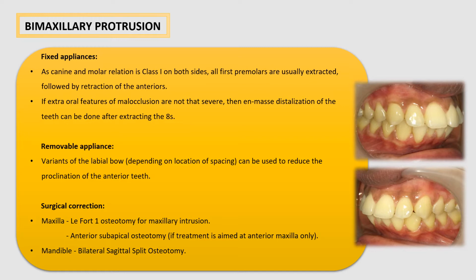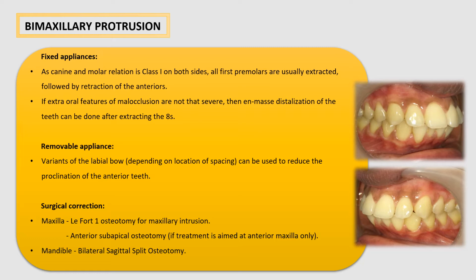So when it comes to fixed appliances, as the canine and the molars are already in a class 1 relationship bilaterally, premolars can be extracted followed by retraction of the anterior teeth. However, if the extraoral features are congenial and ideal, you can also do an en masse distalization of the teeth after extracting the teeth.